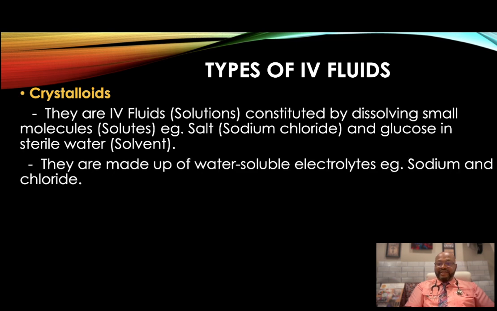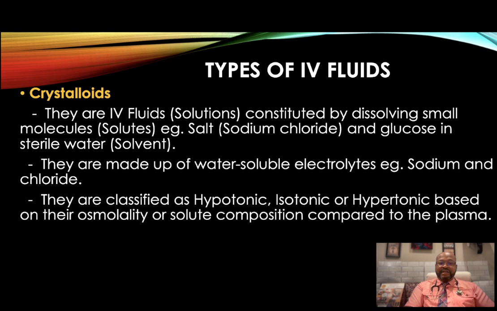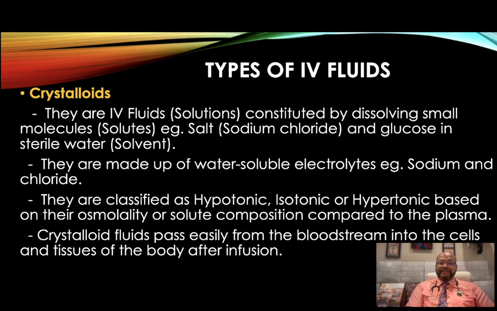They are made up of water-soluble electrolytes like sodium chloride, sodium lactate, sodium and potassium chloride. These are water-soluble electrolytes. They are classified as either hypotonic, isotonic, or hypertonic, and we'll talk about what that means. And this is based on their osmolarity or solute composition compared to the plasma. Crystalloid fluids pass easily from the bloodstream into cells and tissues of the body after infusion.